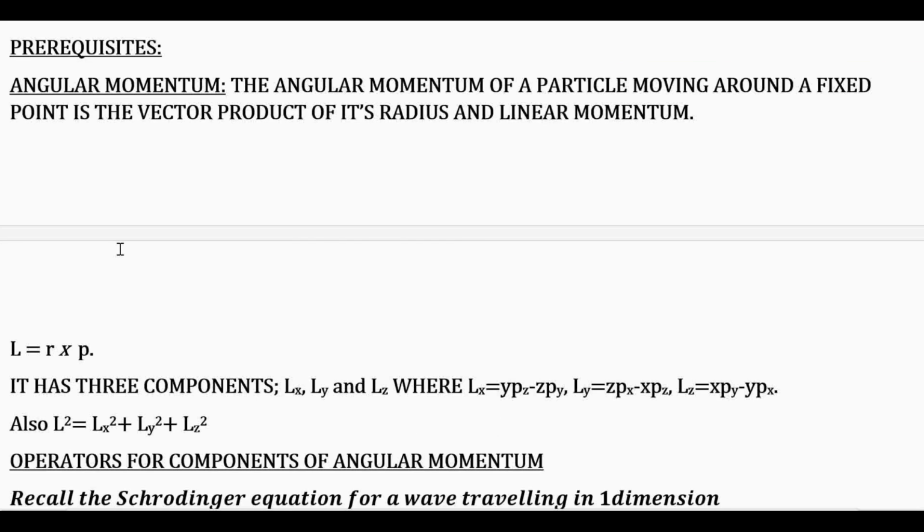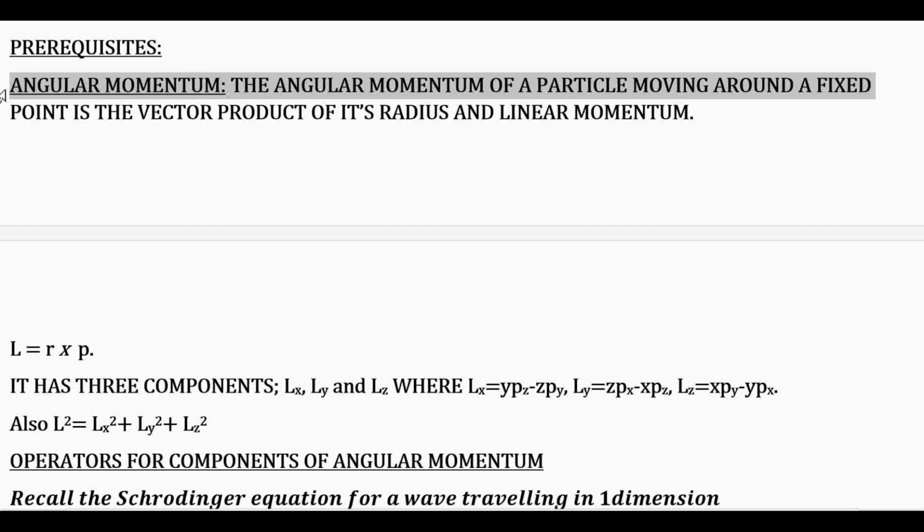Friends, there are some prerequisites to understand this topic, and therefore I will brush up some of the topics that you might have learned at the undergraduate level. To begin with, we'll take the case of angular momentum. What is angular momentum?